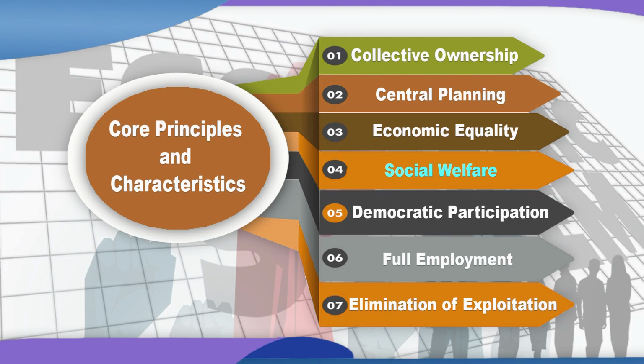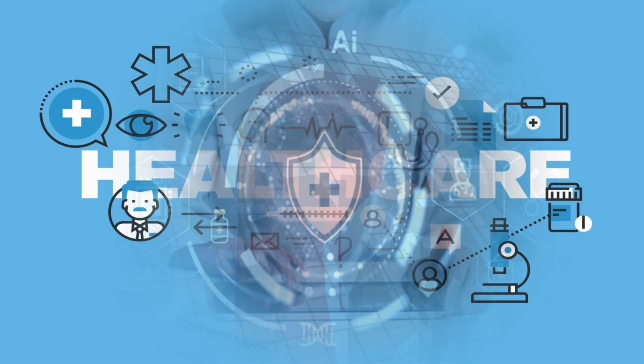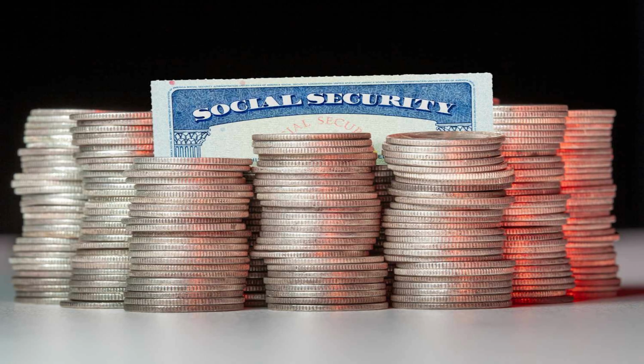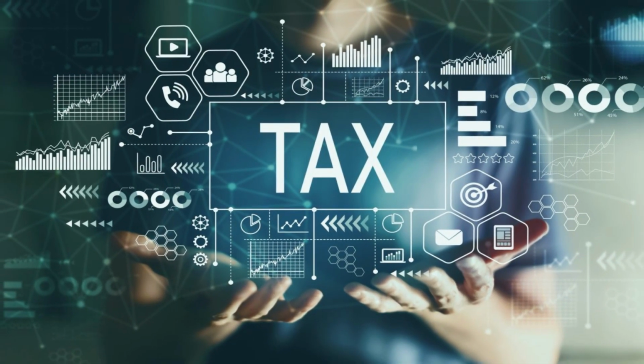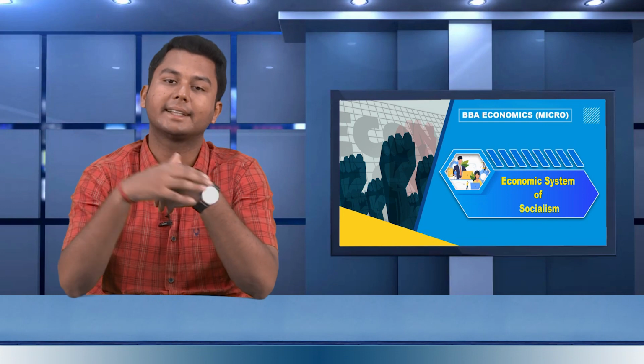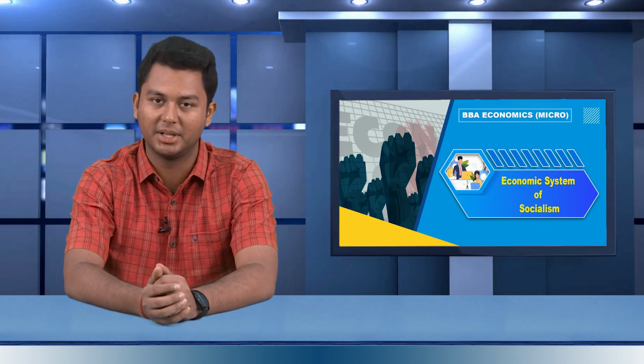Further, we have social welfare. Socialist systems prioritize the provision of essential services like healthcare, education, housing, and social security as public goods rather than market commodities. These services are typically funded through taxation and provided free or at a lower cost to ensure universal access regardless of individual ability to pay.